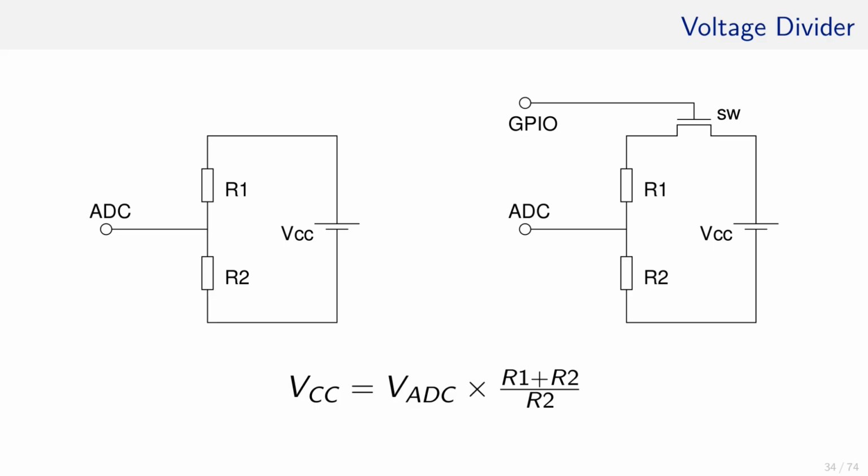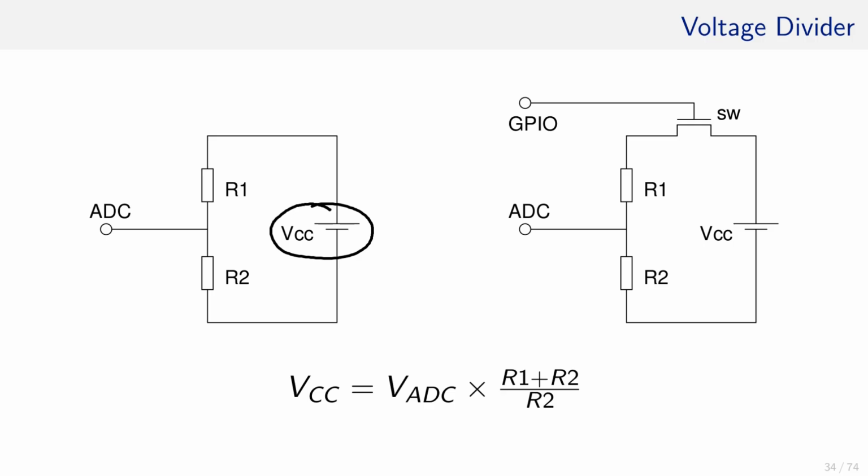Another method would be a voltage divider. We have a power source right here and two resistors. With the measurement of the voltage drop between those two resistors, VCC can be computed. One big disadvantage is that this circuit needs constant power, as a small current will flow through those resistors.